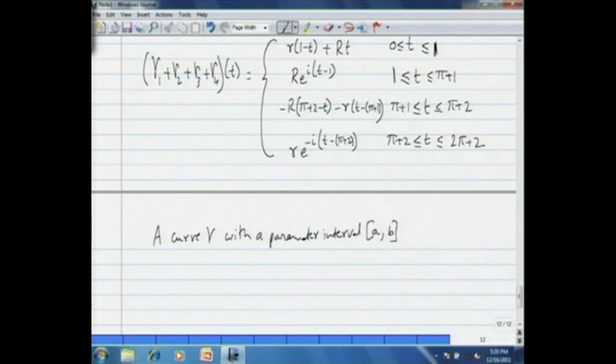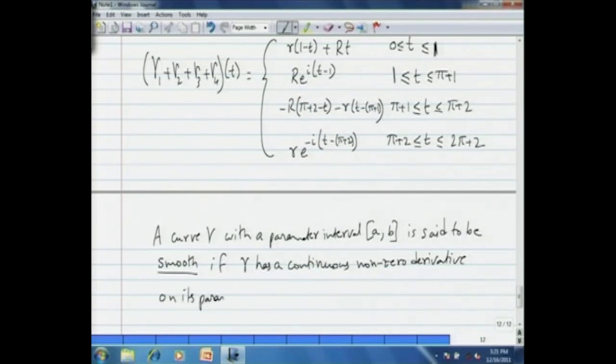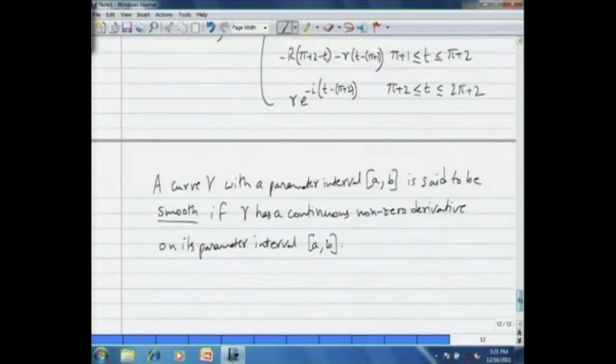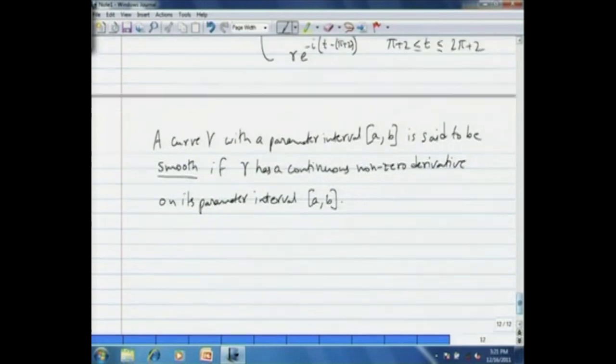Okay. I want to say when a curve is considered smooth. I will define smooth. A curve is said to be smooth if gamma has a continuous non-zero derivative on its parameter interval AB. So to avoid pathologies, we'll need smooth curves.